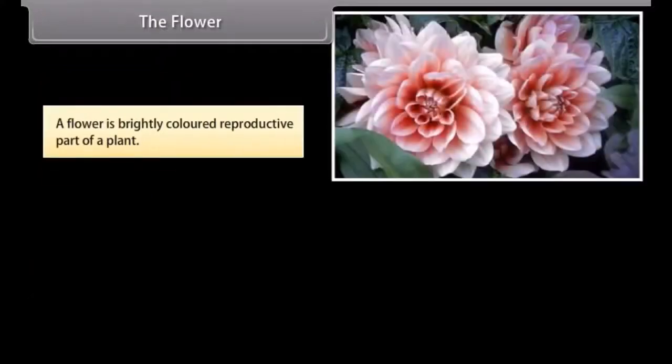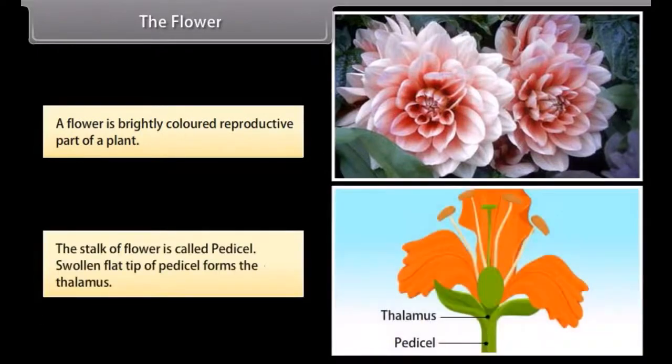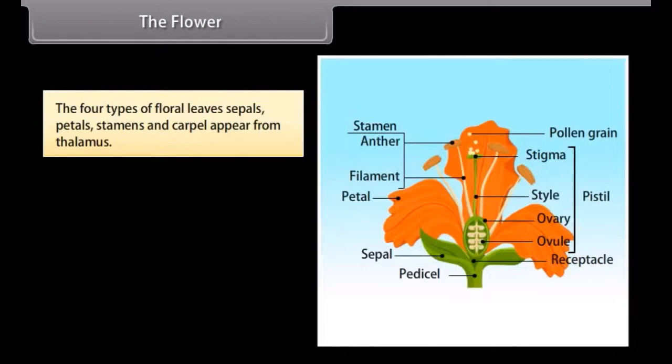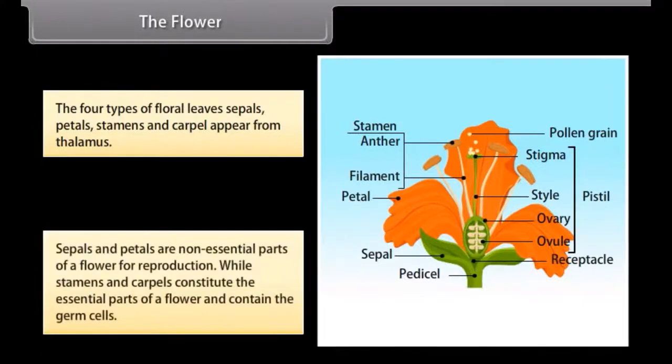The flower. A flower is a brightly colored reproductive part of a plant. The stalk of the flower is called pedicel. The swollen flat tip of the pedicel forms the thalamus. The four types of floral leaves, sepals, petals, stamens and carpel, appear from the thalamus. Sepals and petals are non-essential parts of a flower for reproduction, while stamens and carpels constitute the essential parts of a flower and contain the germ cells.